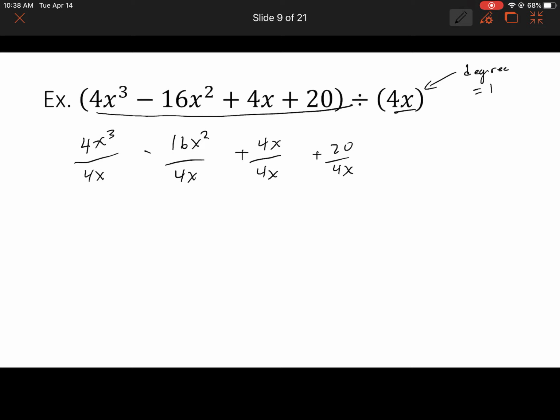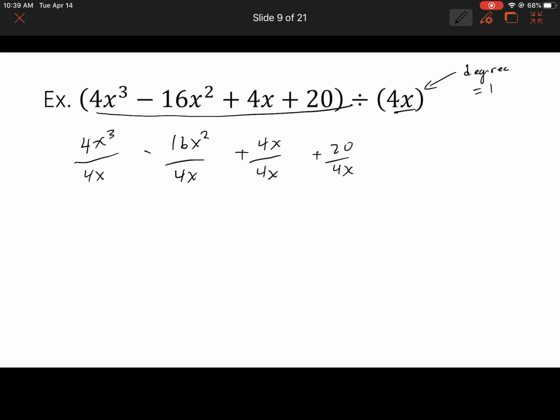Oh, sorry, I meant to mention this. I mentioned degree. Since it's of degree 1, our remainder can only be of degree 0. It always has to be less than the degree that it currently has. You cannot have a degree of negative 1. You cannot have degree of negative values, because otherwise that wouldn't be a polynomial.